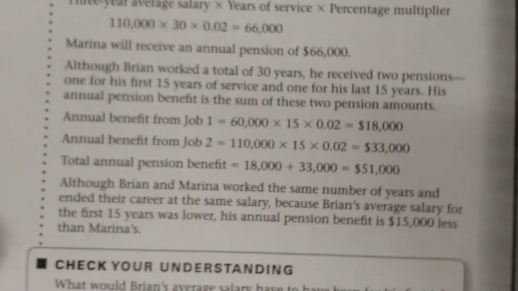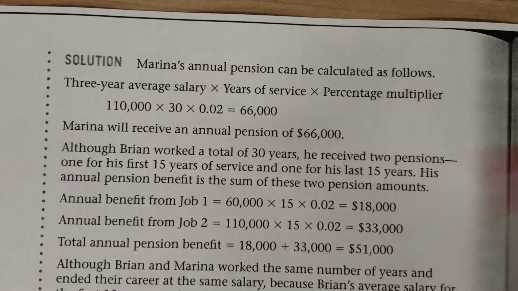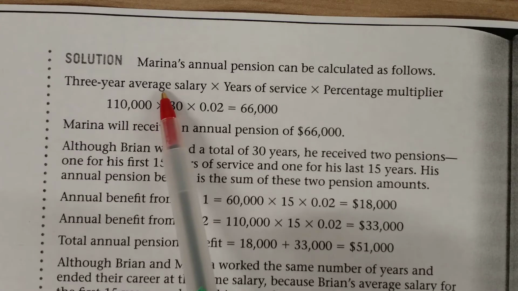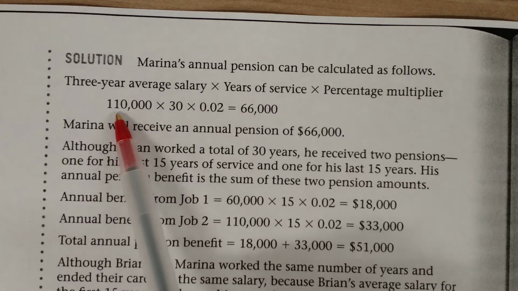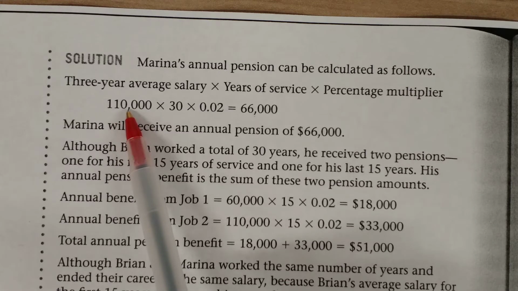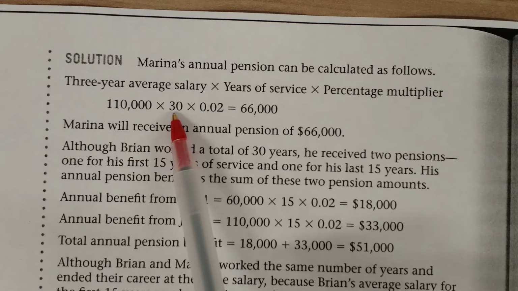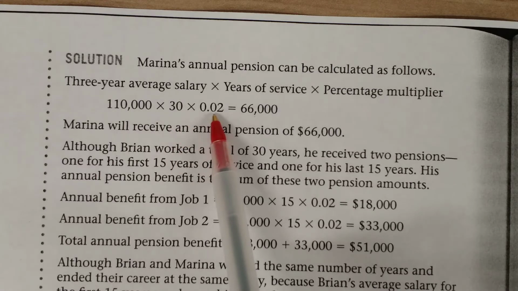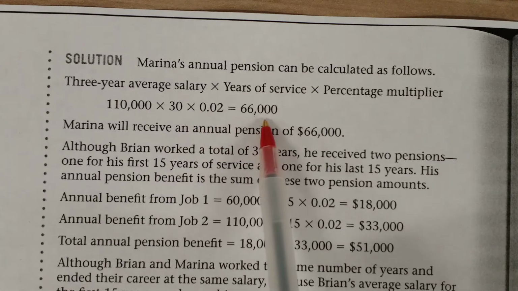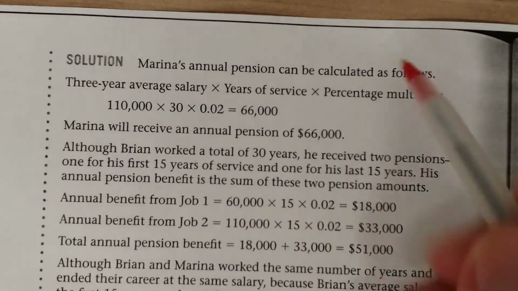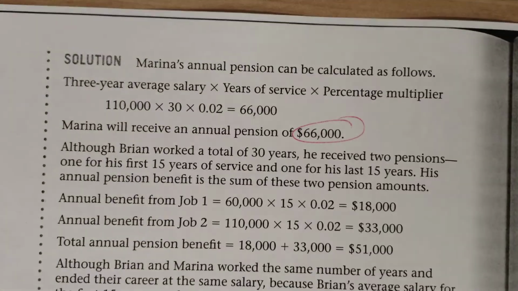Well, let's see. Marina's annual pension can be calculated as follows. Her 3-year average salary, well, she was making $110 for the last 3 years. So that is the average if that was the same every year. If it was different, you would add them up and divide by 3. Times the number of years she's been working there, times the 2% multiplier. Once we multiply all these together, you get 66,000. So her annual pension will be 66,000.